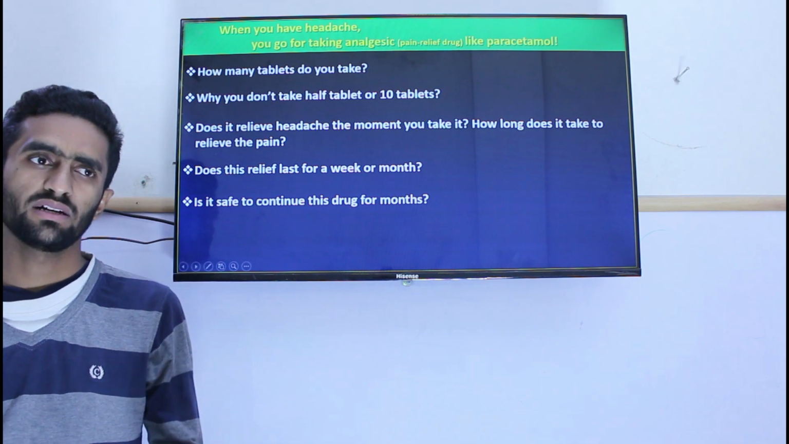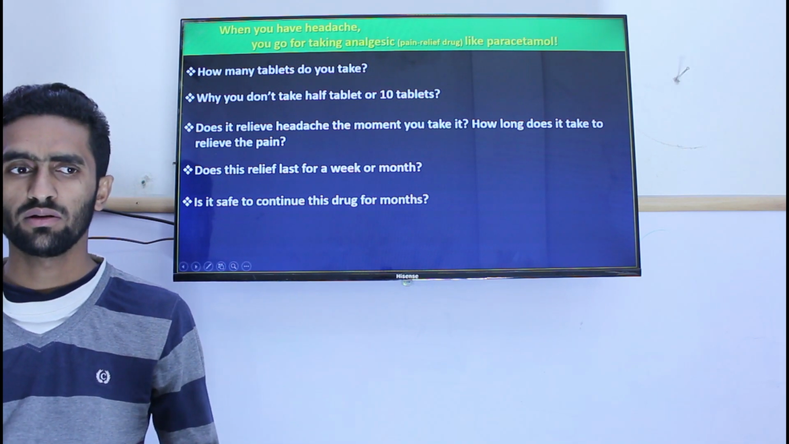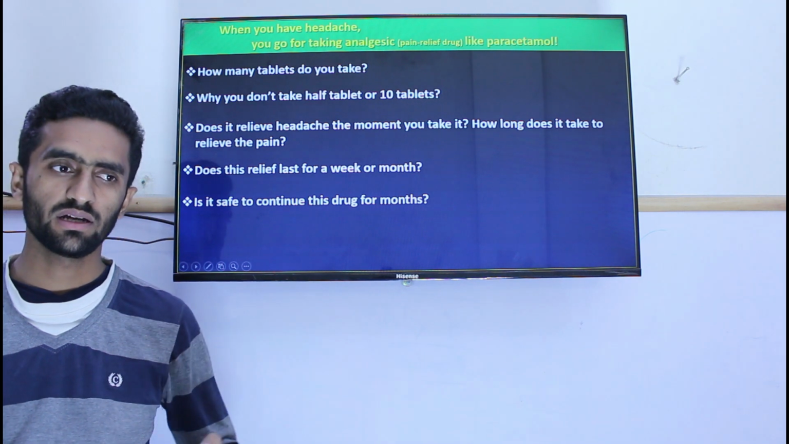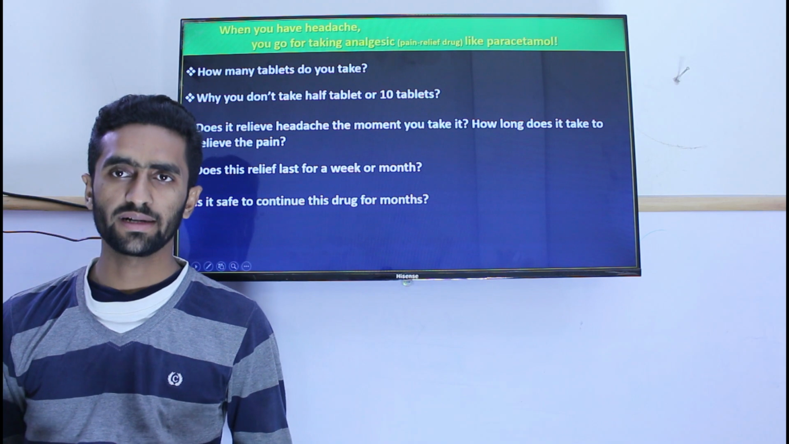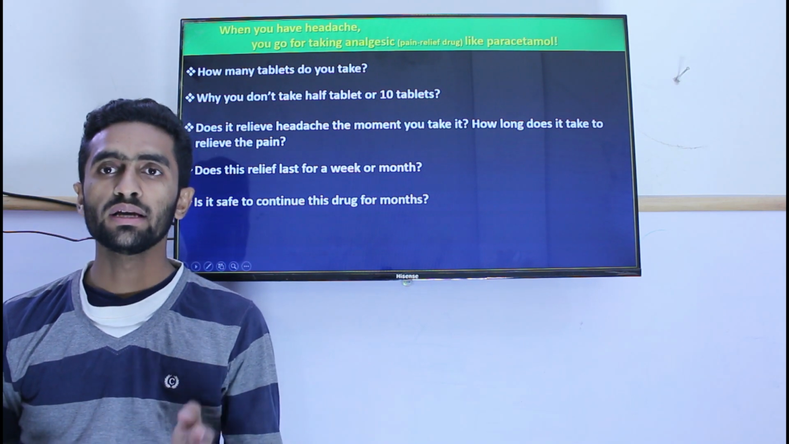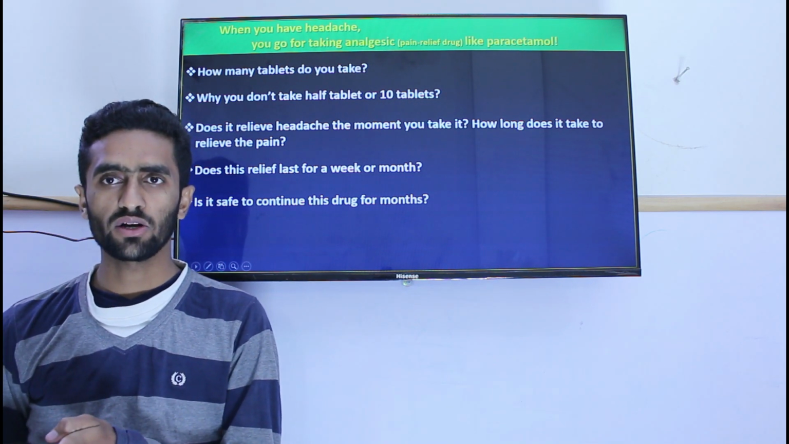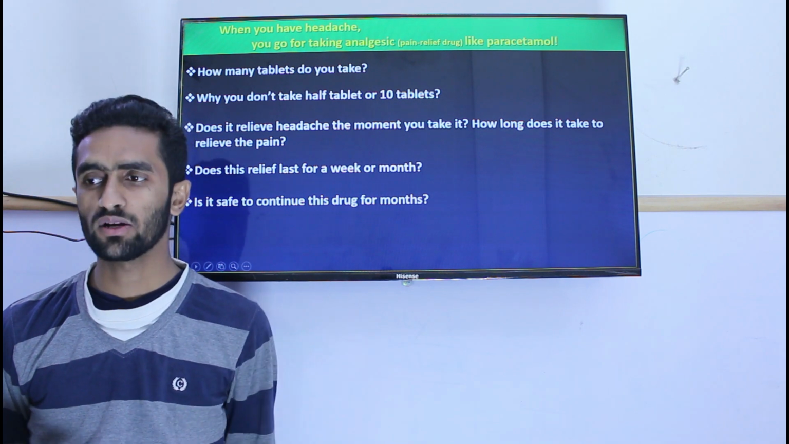Is it safe to continue this drug for a month? You may be thinking yes or no. If I continue, it may cause some problem for my body. So this also defines pharmacology. That's why we study pharmacology.